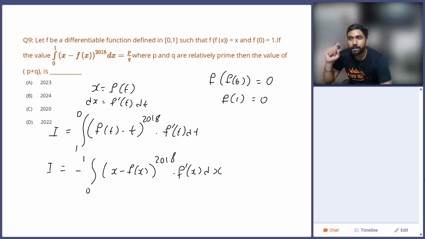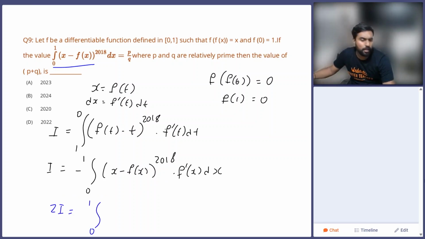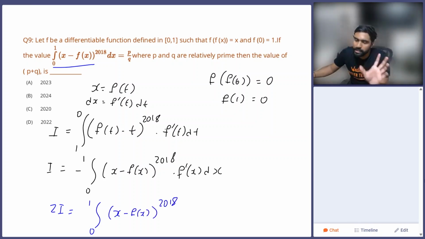I've completely replaced. And now, if you add the original integral and this modified integral that we have, what you're going to get is 2 times the integral from 0 to 1. This x minus f of x power 2018 is common in both the cases. So I'll take it common from both the cases, and I'll get 1 minus f dash of x dx.